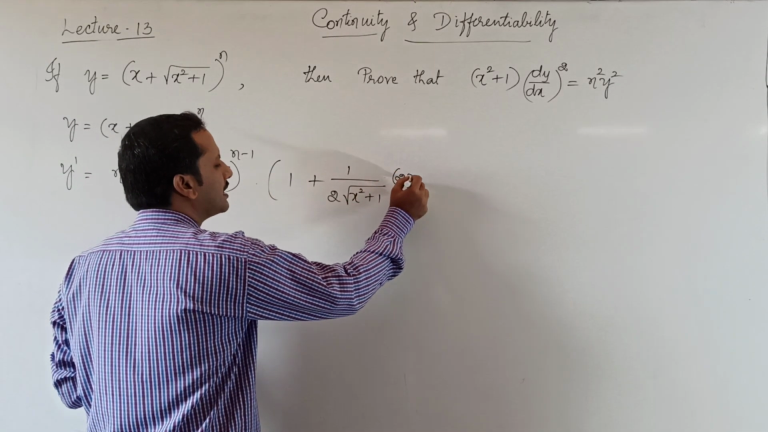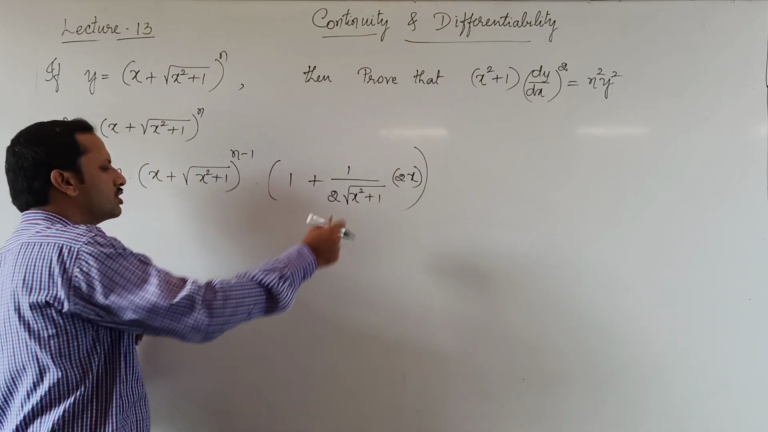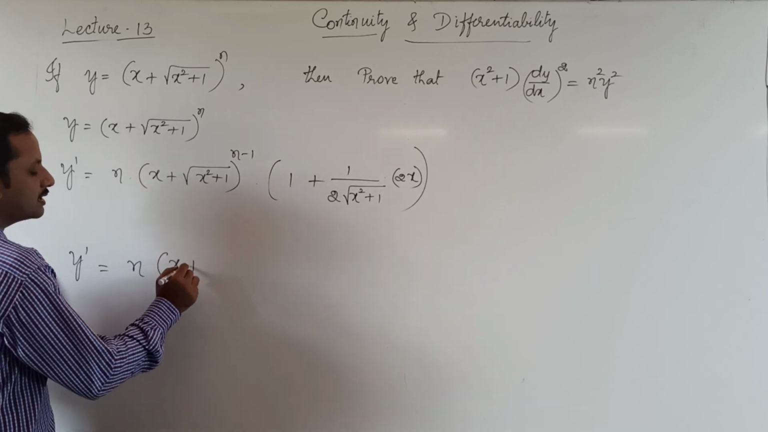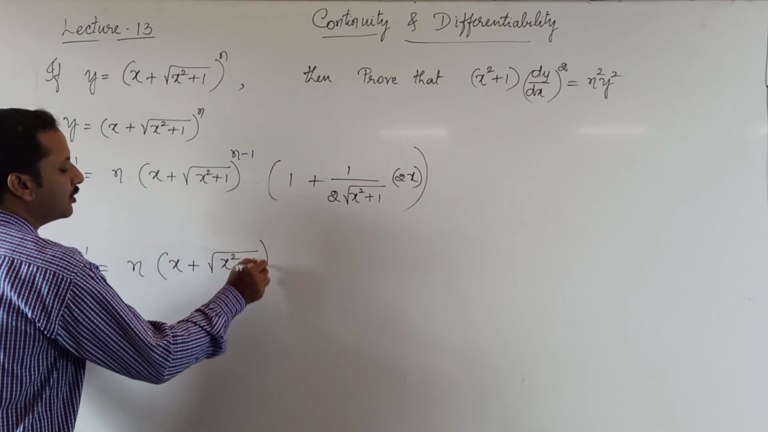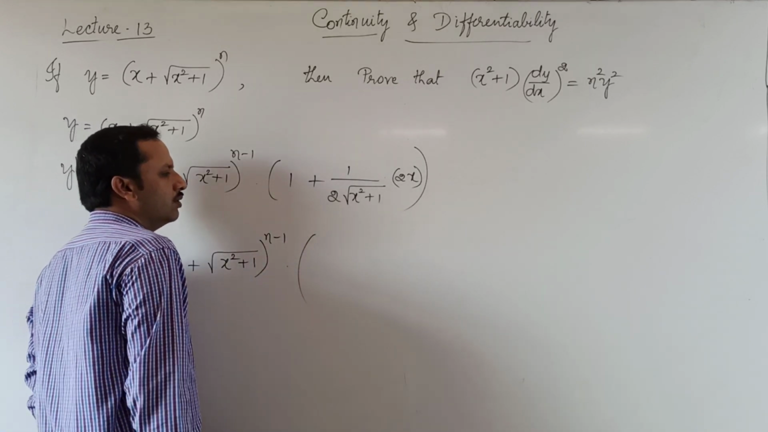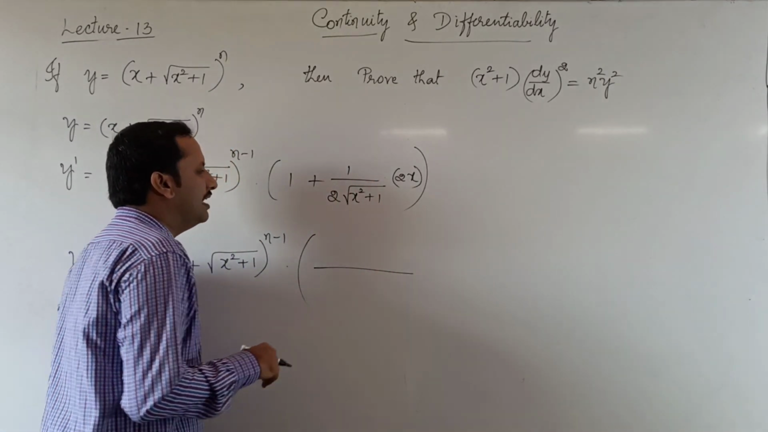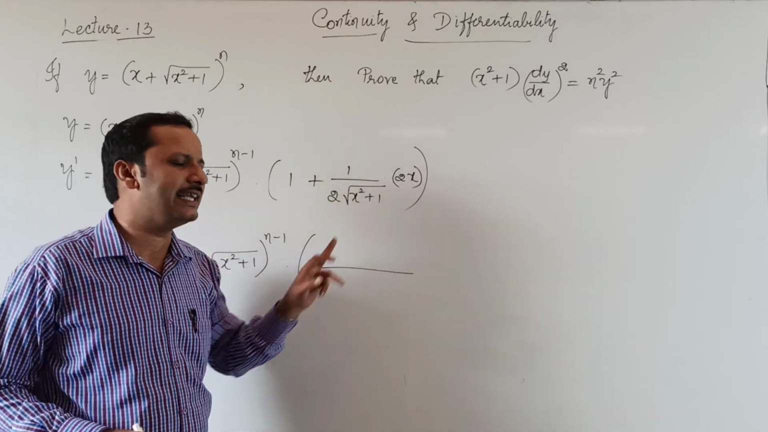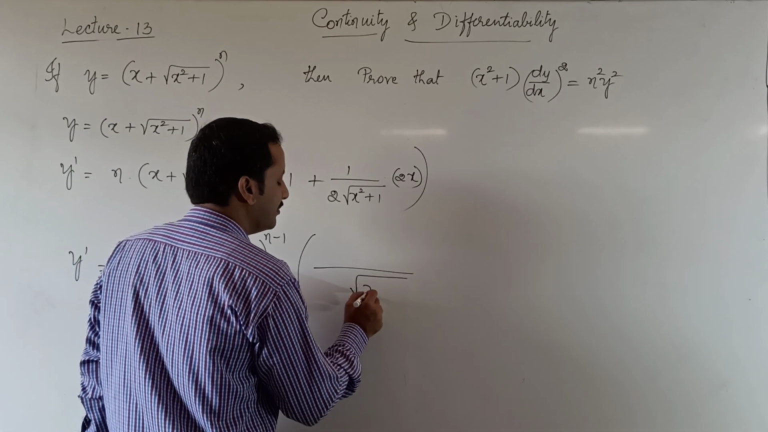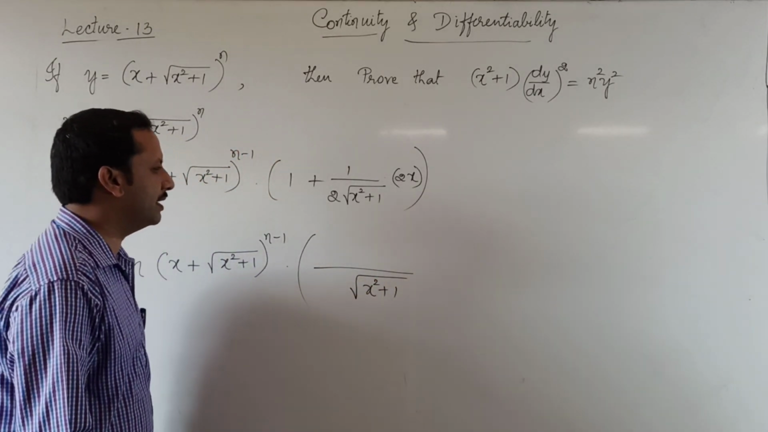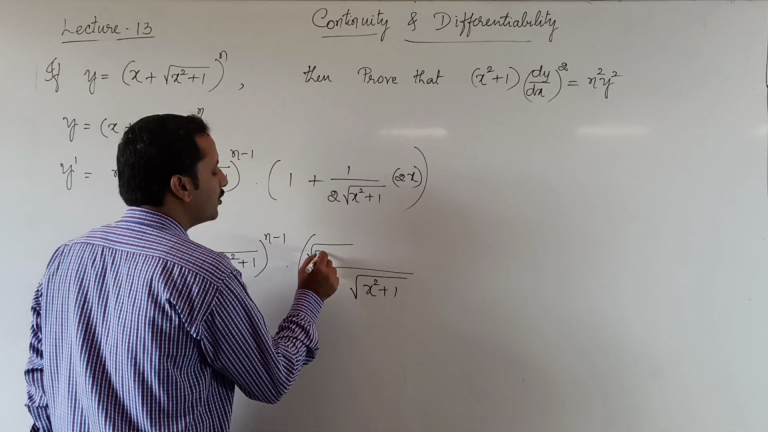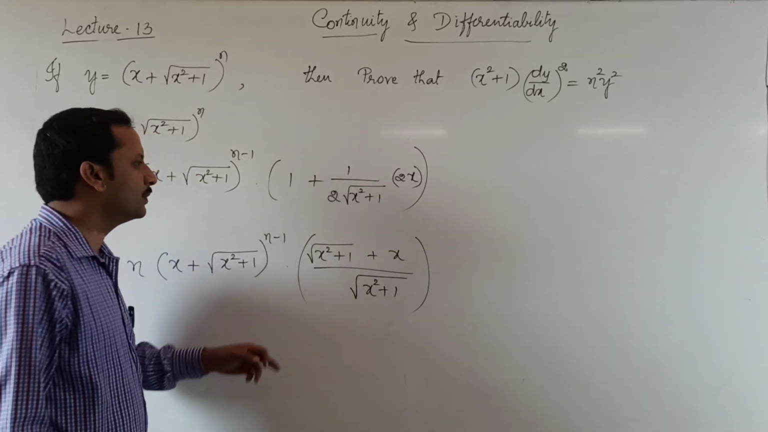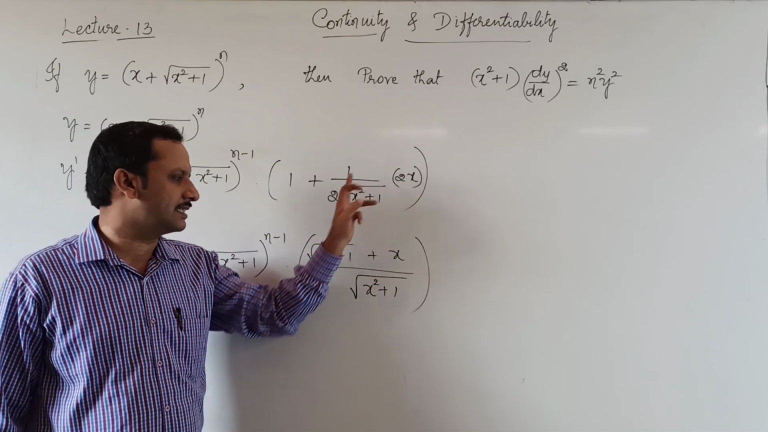Derivative of x square is 2x, derivative of 1 is 0. This 2 gets cancelled. So we have y dash is equal to n into x plus root of x square plus 1 to the power n minus 1 into, after cancelling this 2, we will have 1 plus x by root x square plus 1. I will take the LCM. LCM is root of x square plus 1. This numerator will be root of x square plus 1 plus x.